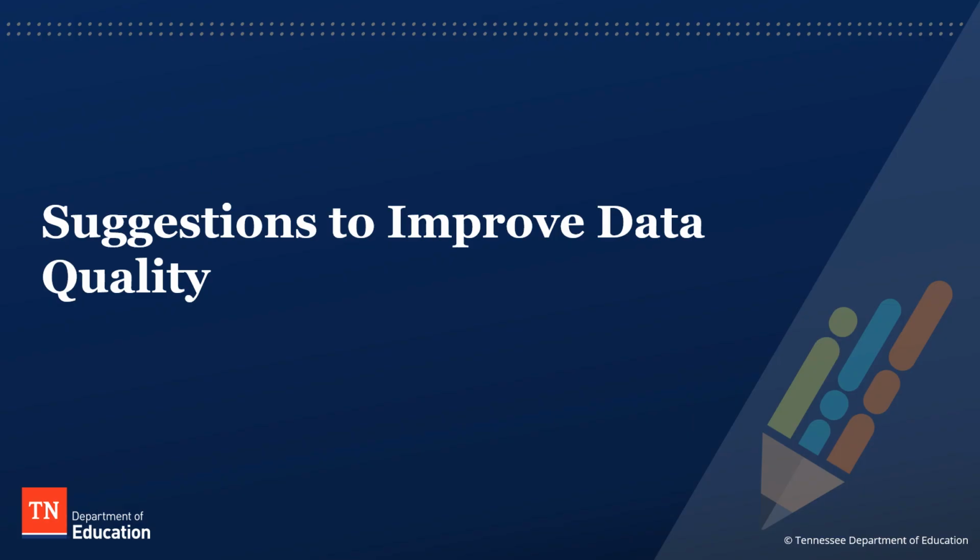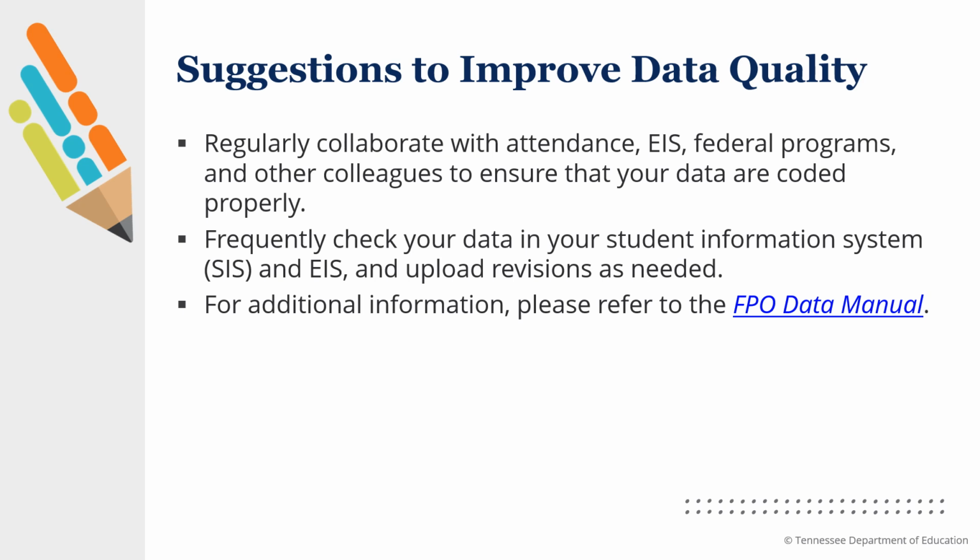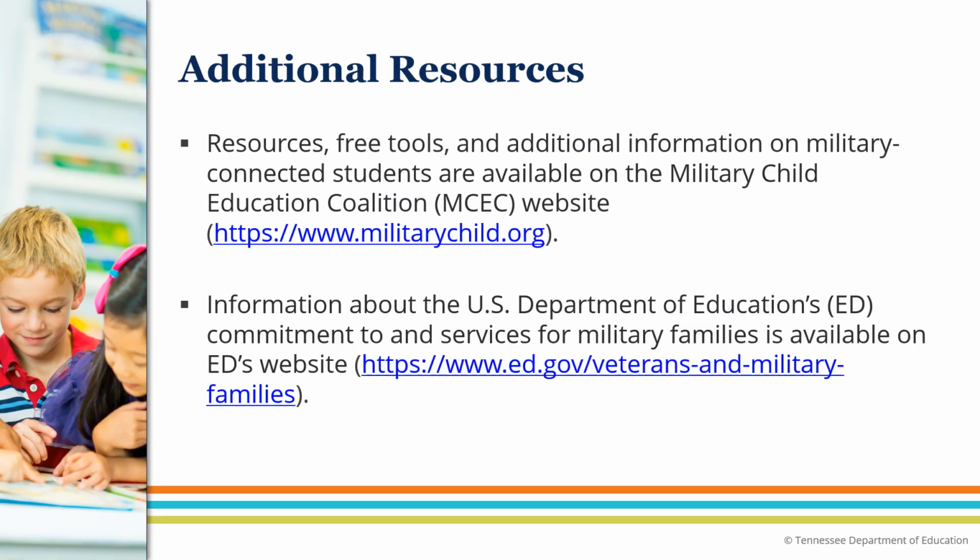Suggestions to improve data quality. First, collaboration is important. So regularly get together with the other folks in your district who work with these data. That would include attendance, EIS, and federal program staff. Also, frequently check your data in your student information system and in EIS and upload revisions as needed. Often what you'll find is data that you're seeing in your SIS might not have uploaded to EIS. So it's important, again, to choose that student classification query to ensure that all the data you have entered in SIS has appeared in EIS.